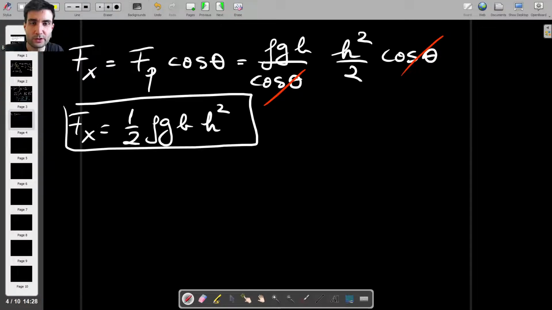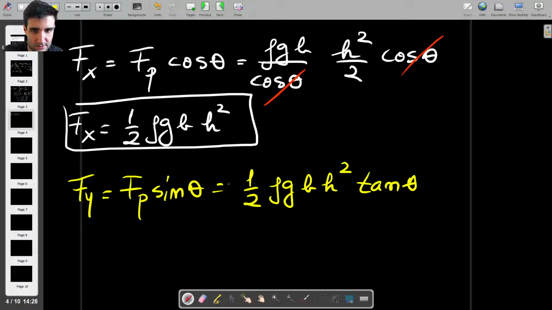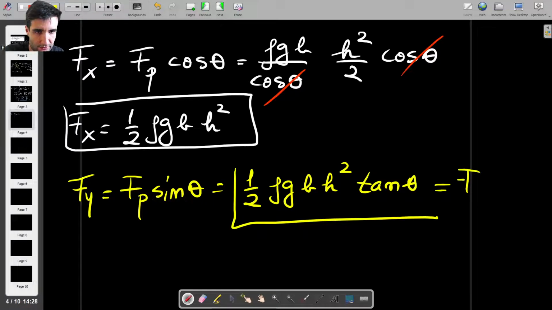And then we can do the same thing with Fy. So Fy is equal to FP sine theta, and in the same way, you can figure out that this is 1 half rho g b h squared, and then you have sine over cosine, which is tangent of theta, and that's it. So this is Fy.